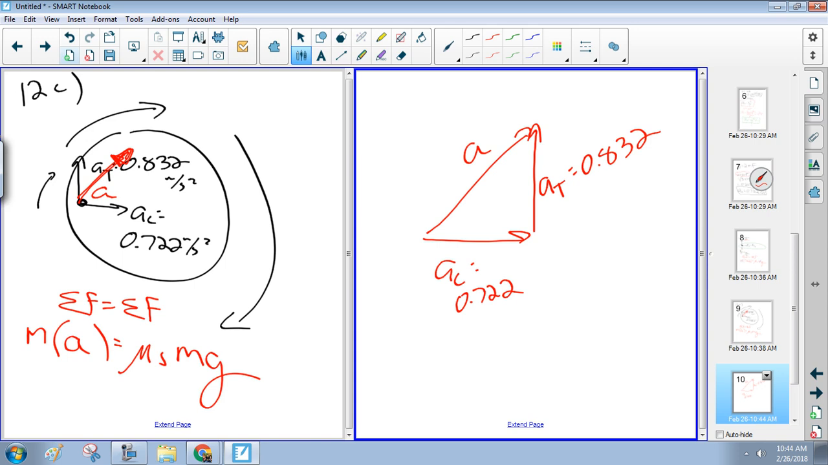Anytime you do this, this is the second person now who's asked about this. The only way you can make a vector triangle, you guys, is if all three sides of that triangle have the same units. Okay? Any other questions on 12? Good?